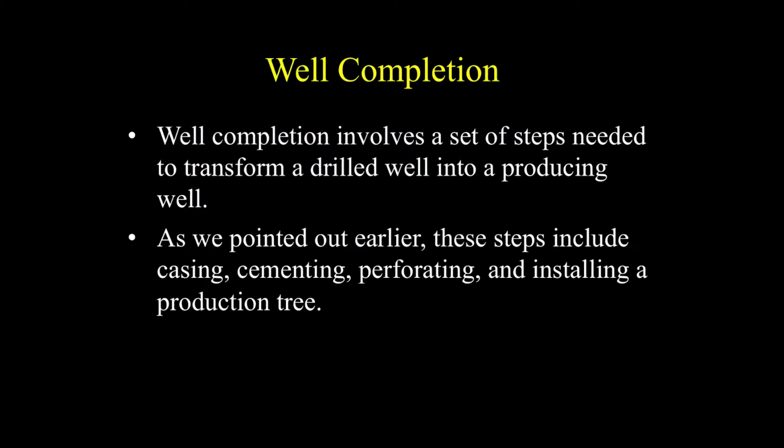Well completion involves a set of steps needed to transform a drilled well into a producing well. As we pointed out earlier, these steps include casing, cementing, perforating, and installing a production tree. Let us briefly describe each of these steps.